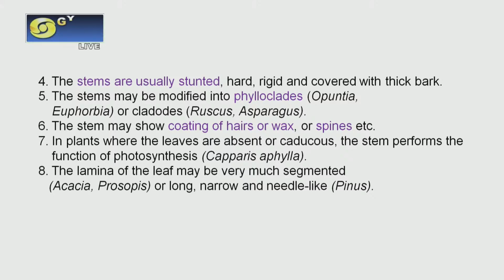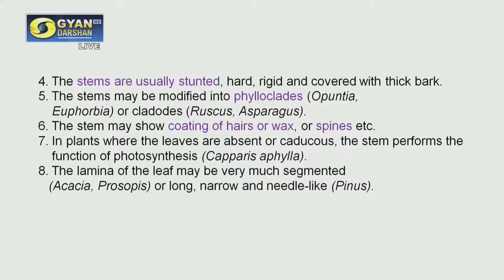Shorter plants. And the stem may be modified into certain leaf-like structures which are called phylloclads, like you find in Opuntia, or cladodes like you find in asparagus. Stems may show coating of hairs or waxes, or the stems may be reduced to spines. In plants where the leaves are absent, the stem performs the function of photosynthesis, because the surface area of the leaf is reduced.